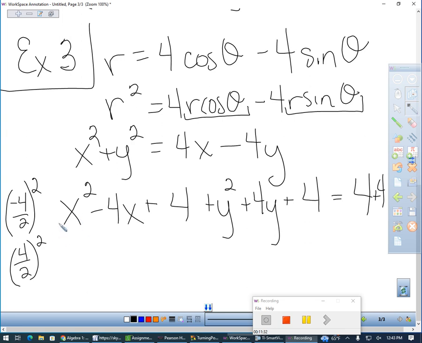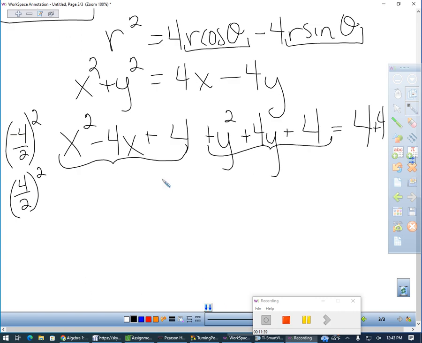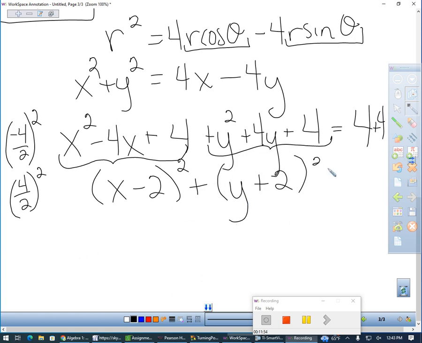All right, so I'm actually going to write 2 perfect squares now. The first one is x and half of negative 4, so that's negative 2 squared, plus this one is y, and half of 4 is positive 2 squared, equals 4 plus 4, which is 8. What happens to the 2 extra plus 4?